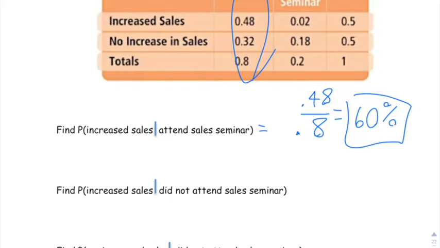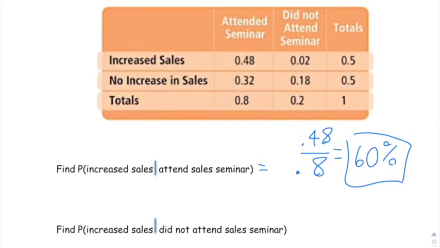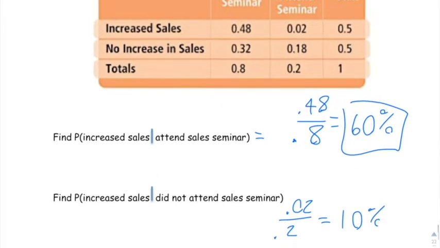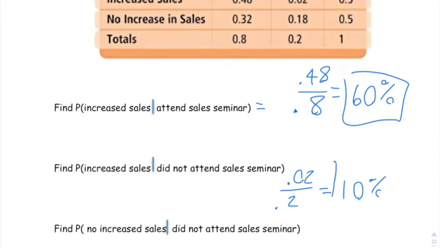Let's look at increased sales for those that did not attend the seminar. So we're looking at a different category there. You only had about 20% of those people. So of the 20%, 0.02 saw an increase in sales. That's about 10% when you divide that. I'm just getting those numbers by typing them into the calculator and moving the decimal over twice.